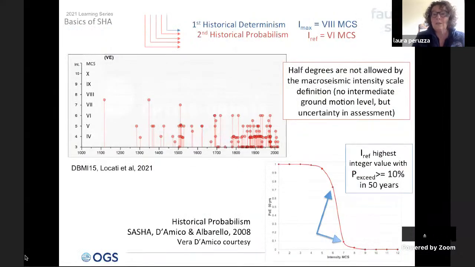According to the historical determinism, we may have a maximum intensity of degree 8. I remember we are dealing with the Mercalli-Cancani-Sieberg scale that is ranked on 12 degrees.